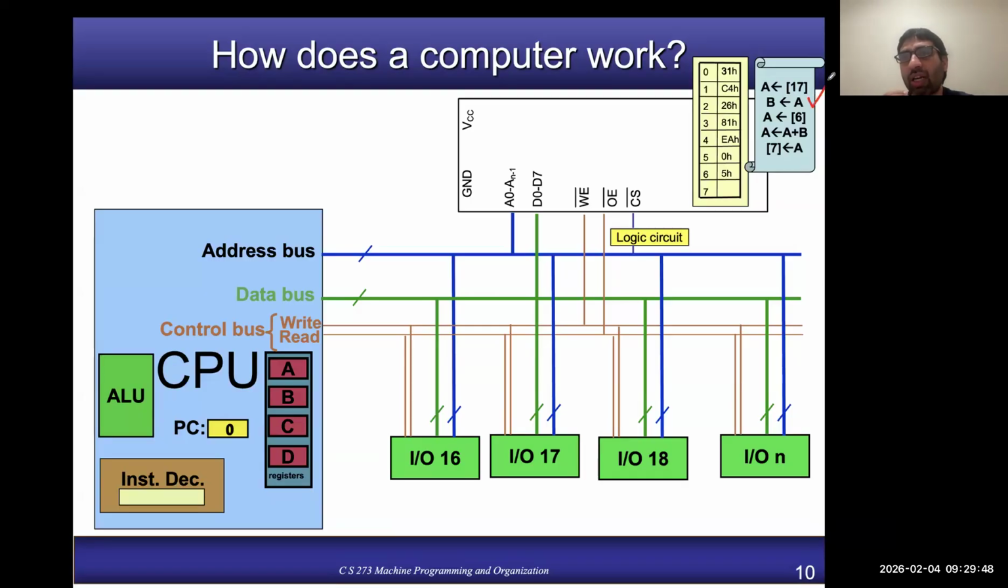This program is not even written in assembly. It is just written in some form of pseudocode. In the first instruction, we are saying read the data from address 17 and put it in register A. Then put the value of register A in B. Then read the value from address 6 and put it in A. Then add the values of registers A and B together and put the result back in A. And here it is saying write the value of register A into address 7. But this is again just pseudocode. Later on, we will see how to do it in assembly language.